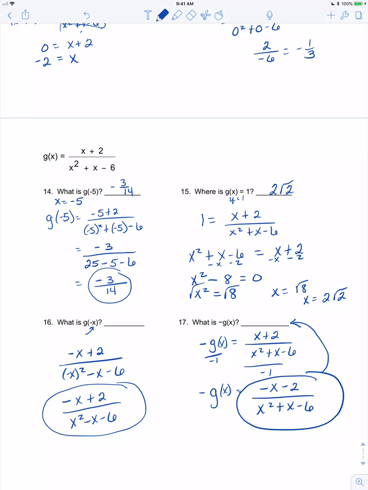Alright, hopefully that's helping you remember some of this information about functions, and you're able to do that review.